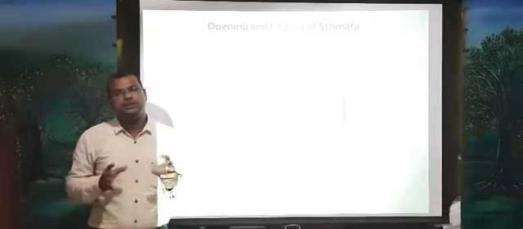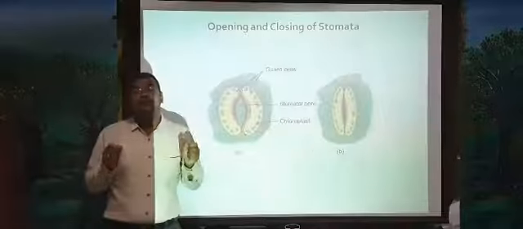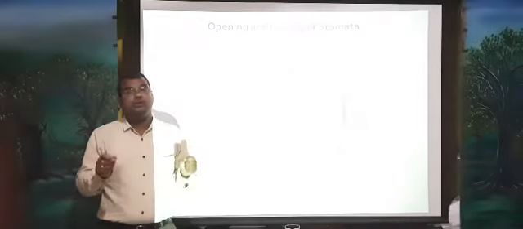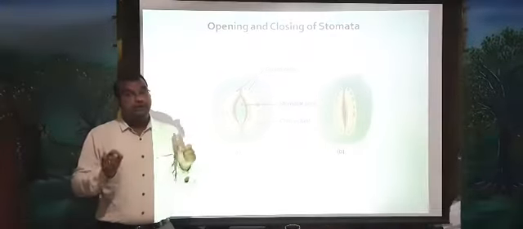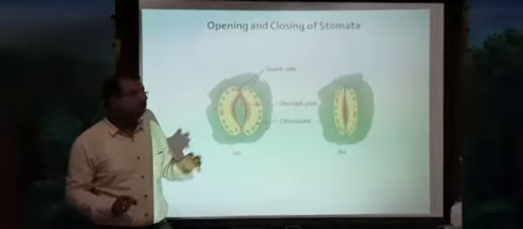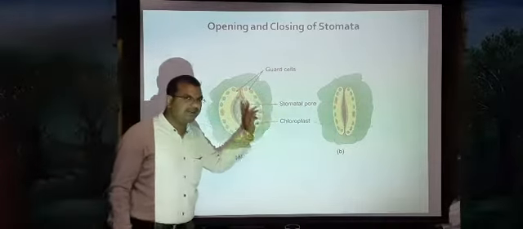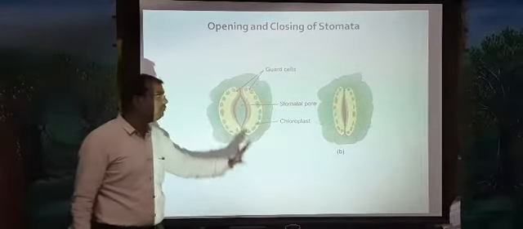These stomata are responsible for absorbing water, and they are also helpful for the absorption of gases like carbon dioxide. These are the main places where the exchange of gases takes place. Here is the structure showing the opening and closing of stomata. This diagram is very important from the exam point of view, for 3 marks.